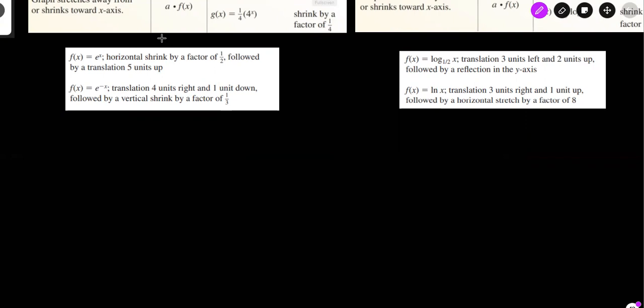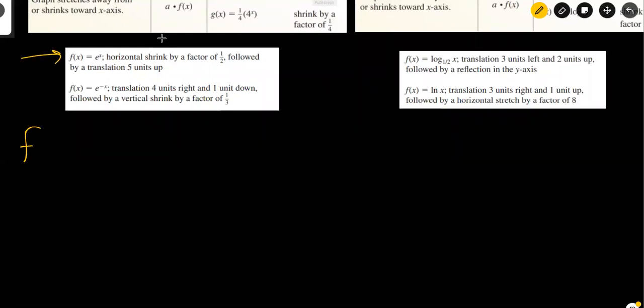The function f of x is e to the x power, and the things that are happening to it to create a new function that we're going to call g, or g of x, is a horizontal shrink by a factor of 1/2, followed by a translation 5 units up. So let me go ahead and rewrite this really quick. We're doing this one first.